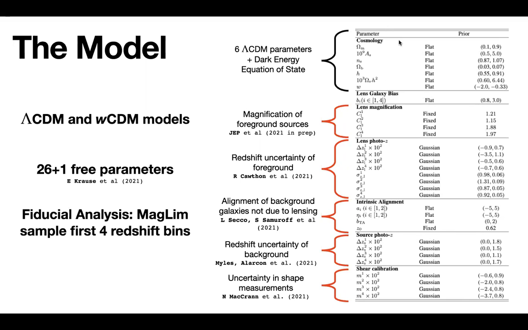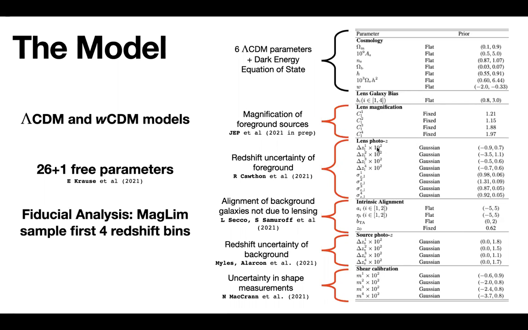And in order to do this, you need to input the 6 standard lambda-CDM cosmological parameters. So these are things like omega matter, your total matter density, the amplitude of your power spectrum, and so on. And then a dark energy equation of state, which we allow to vary when we wish to constrain it. And then a large number of systematics parameters that are all calibrated from the data.